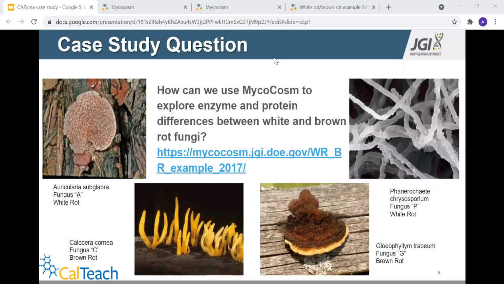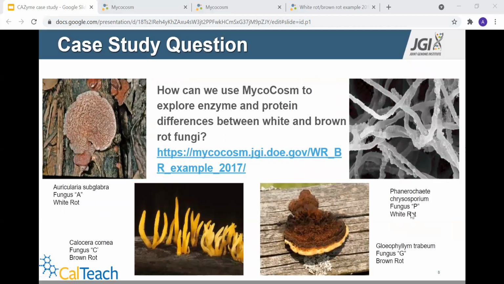So now our case study question: how can we use MycoCosm to explore enzyme and protein differences between white and brown rot fungi? Here we have the 4 fungi that we'll be looking at. First one is Auricularia subglabra, fungus A for ease. This is a white rot fungus. Second, Calycera cornea. We had explored this in the MycoCosm homepage. This is fungus C, a brown rot fungus.